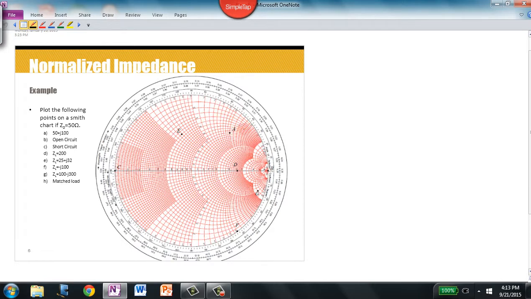If you notice, I've got A, B, C, D, E, F, G, and I've left off H, matched load, because I'd like you to think about that one and have an answer for me in class next class. So that's up to you. I'm not going to solve these. If you have any questions about them, we can go over them later, but this is an exercise for you to do on your own to make sure that you know how to plot these points on a Smith chart.